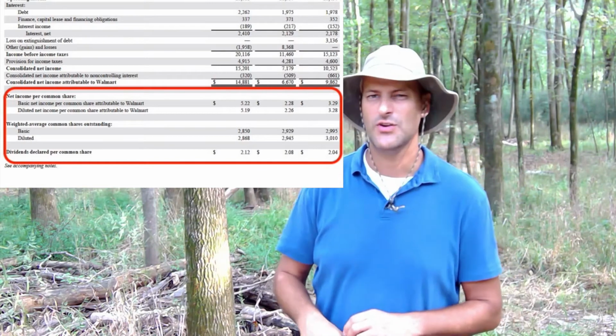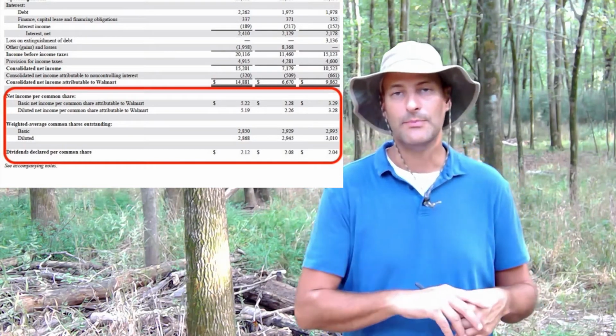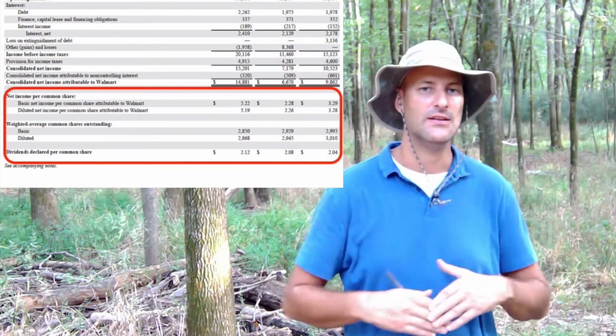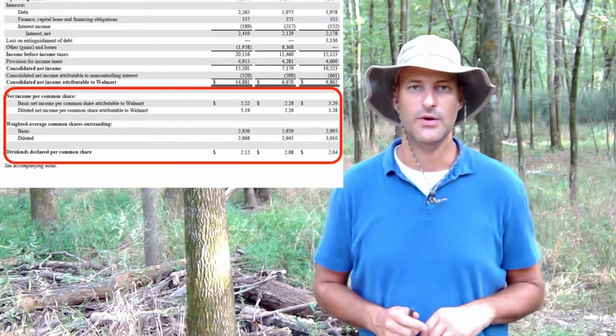Companies also have to disclose how many shares they calculated are outstanding using both basic and diluted. But we're not going to get into those calculations. That is far beyond the purview of just understanding the income statement. Just understand how the basic calculation for earnings per share works.